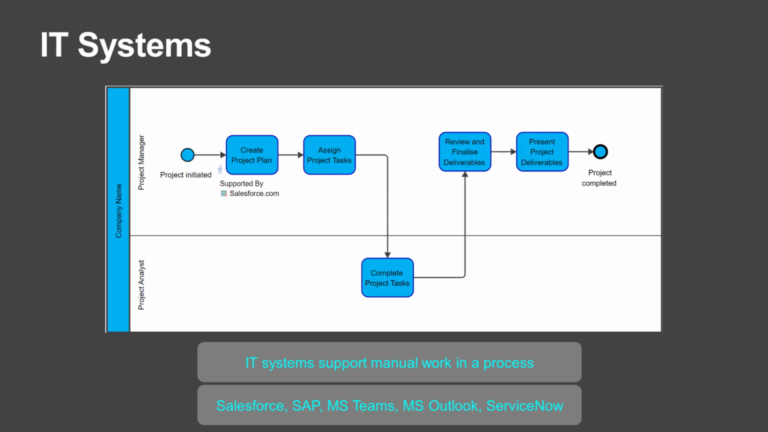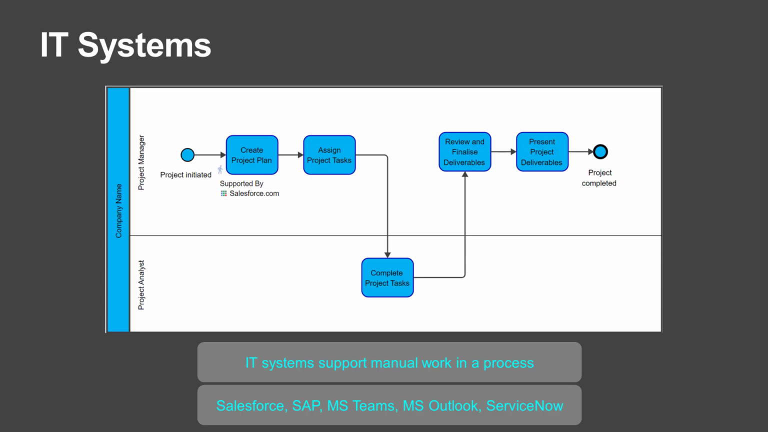In this video, we will examine a crucial aspect of effective process modeling, the inclusion of IT system objects. IT systems are integral to contemporary processes, as virtually all operations now rely on technological support or application integration. These objects serve to identify the IT systems that support manual work. Common examples found in business process models include Outlook, Microsoft, SAP, ServiceNow, or Salesforce.